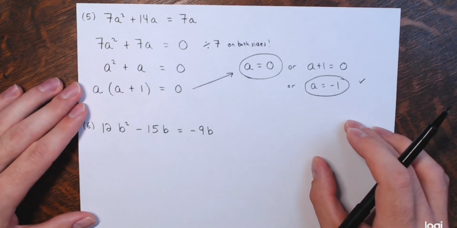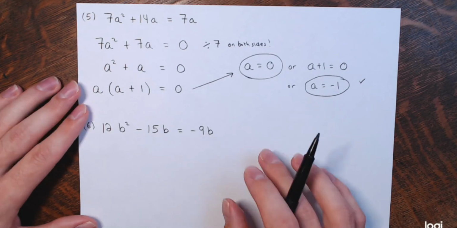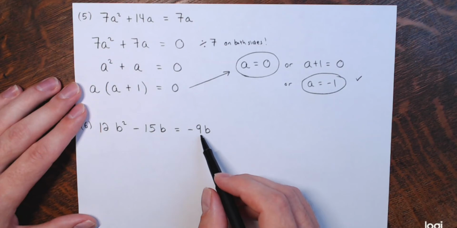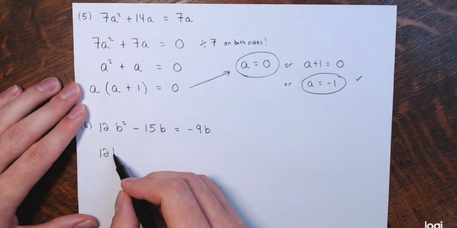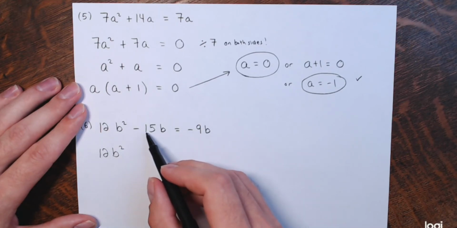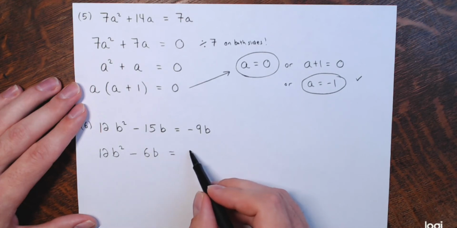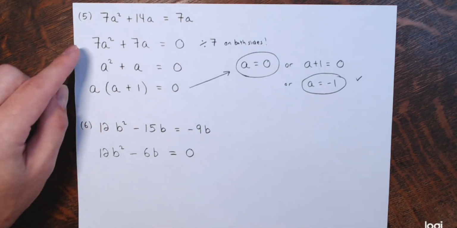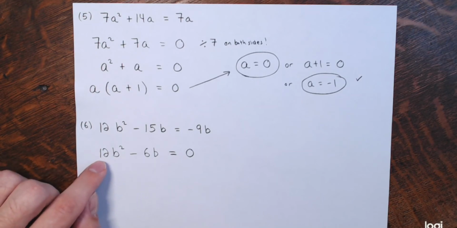All right, number 6. Same thing, I want to get everything to one side, 0 on the other. A simplified polynomial on one side, 0 on the other. So that would just involve adding 9b. So I'd have 12b squared, and then negative 15b plus 9b would be minus 6b. And then I have 0 on the other side, equals 0.